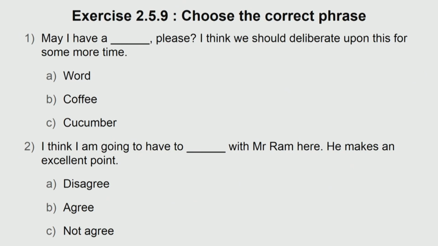Choose the correct phrase. First, may I have a dash please? I think we should deliberate upon this for some more time. A, word, B, coffee, C, cucumber. Now, it is very clear because we are talking about a business meeting, the answer has to be, may I have a word here, please? That means, can I say something, having a word.